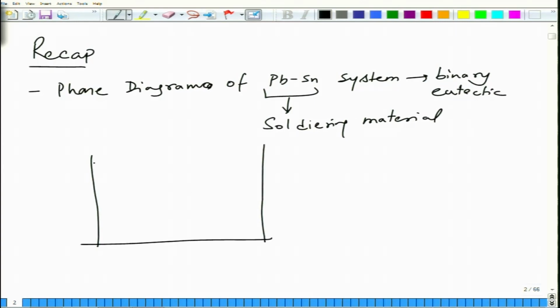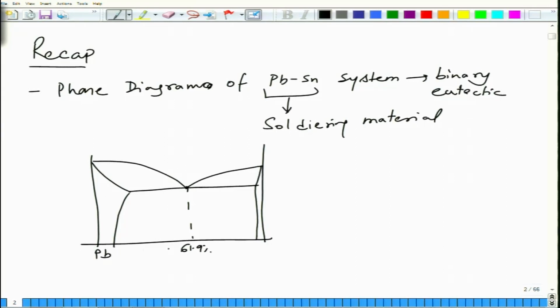In which you have lead and then you have tin, and then there is a eutectic at about 183 degrees centigrade which allows it to melt at lower temperature than its constituents. So it is at 61.9%. So this is lead, this is tin, this is temperature, and what you have here is at about 183 degrees centigrade at 61.9%.